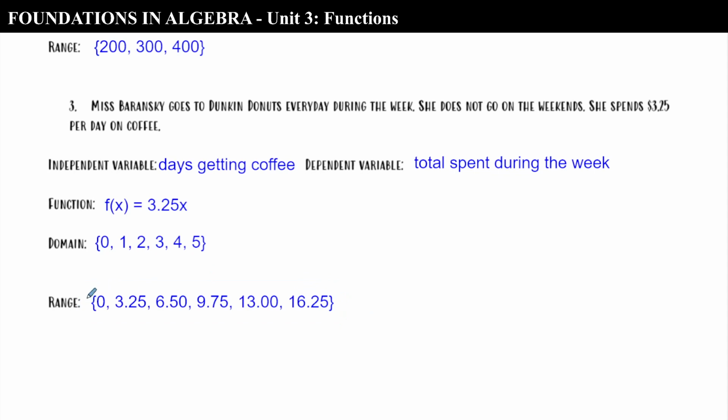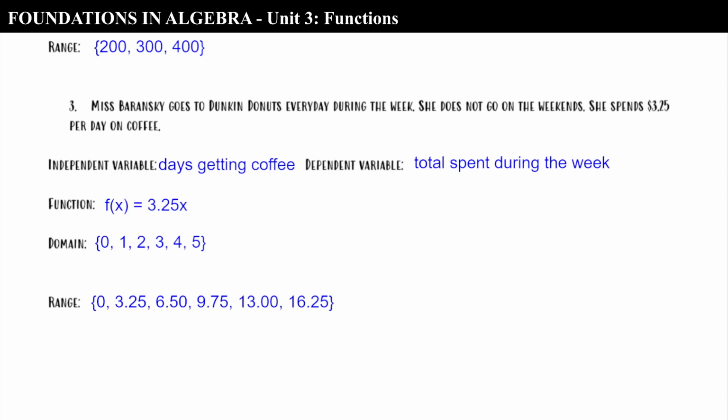Now, I want to take a quick moment to talk about how our domain and range have been discrete functions. Okay, we've had individual values in a set. The reason for that is because she cannot get a half of a cup of coffee and pay half of $3.25 for that cup of coffee. She can only get full cups of coffee. So these are our specific values, our specific outcomes that can occur over the course of a week. She can't spend anything in between these values because she cannot buy a fraction of a cup of coffee.